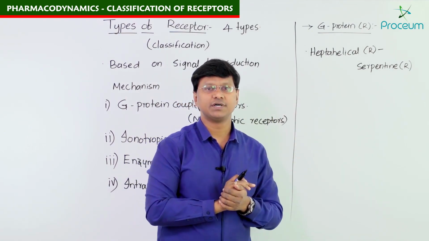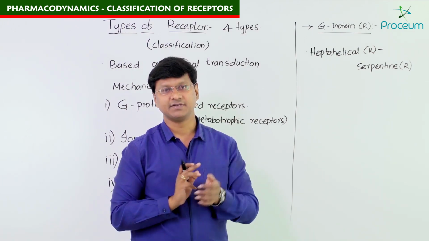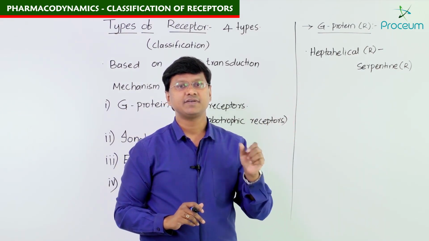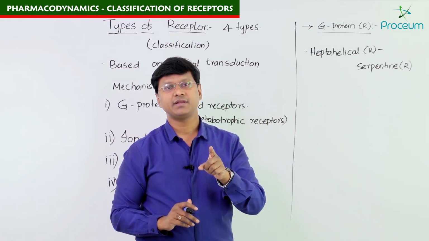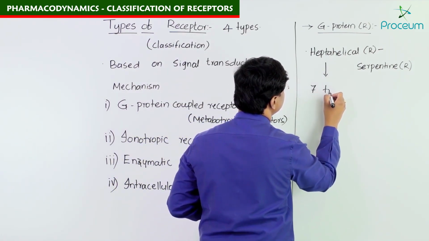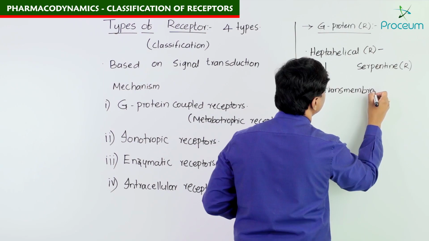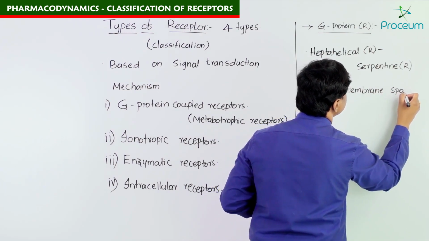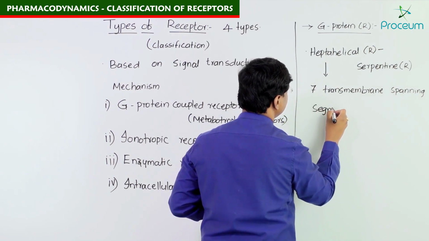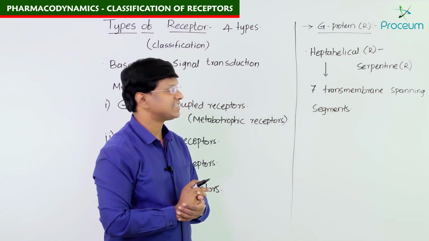Now what do you mean by the word heptahelical? The word hepta stands for the number 7. Heptahelical means they have 7 transmembrane spanning segments, right? So that is the meaning of heptahelical receptors.